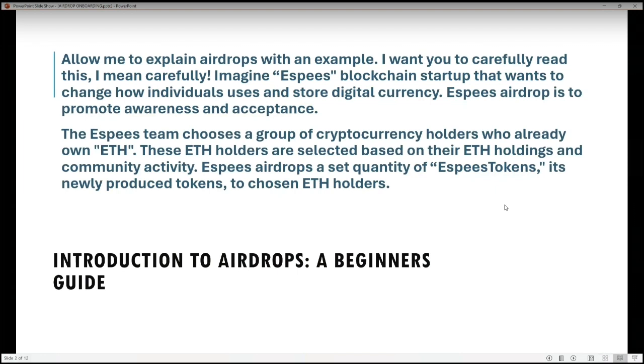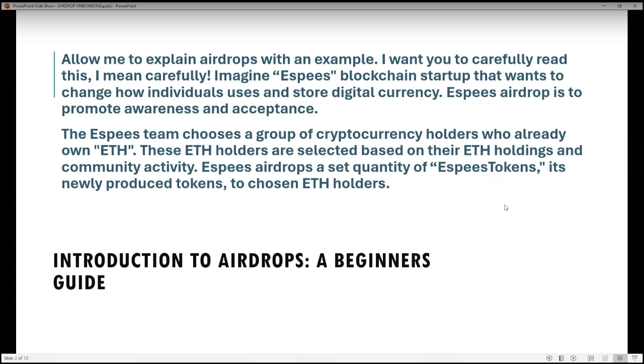Okay, so the SP's team chooses a group of cryptocurrency holders who already own Ethereum. These Ethereum holders are selected based on their Ethereum holdings and community activity. SP's airdrop is a set quantity of SP's token, newly produced tokens, to chosen Ethereum holders.